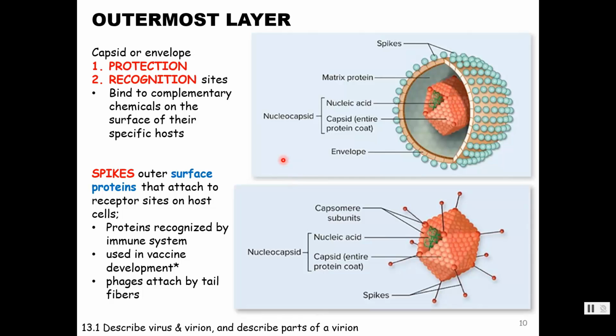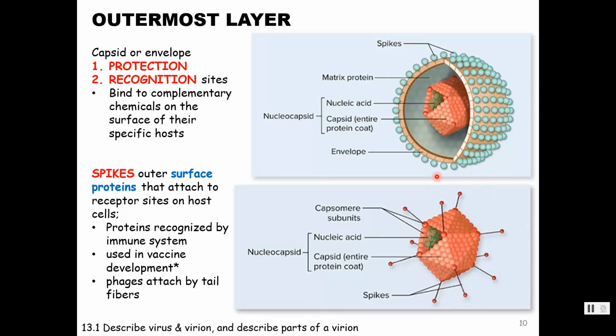So let's take a look at that outermost part, the capsid or the envelope. The outermost part, of course, is going to give that genetic information some protection. This is also the part that is going to be used for recognition. This will be where the recognition sites are. And so we're going to see these spike proteins both on an enveloped virus and on a naked virus. These are going to be the proteins that are external.